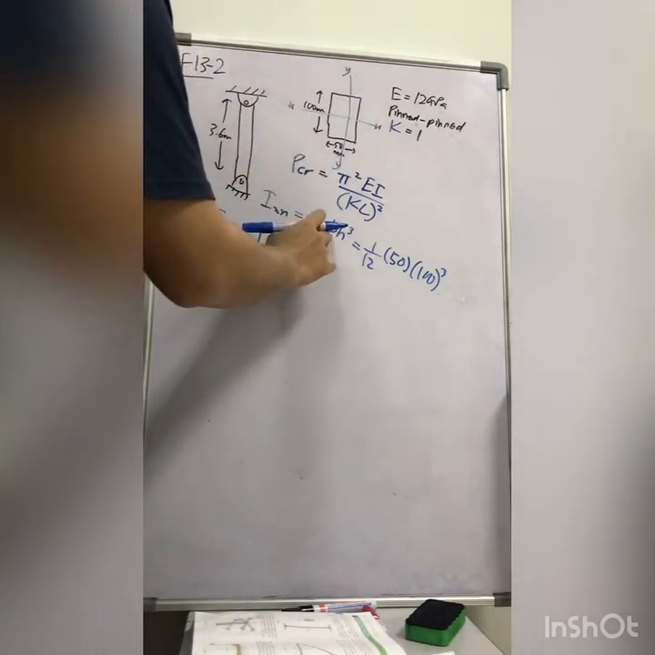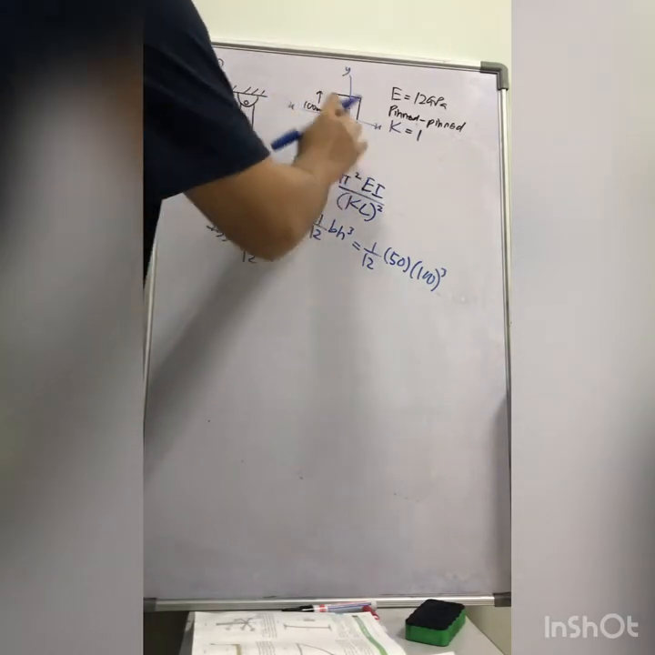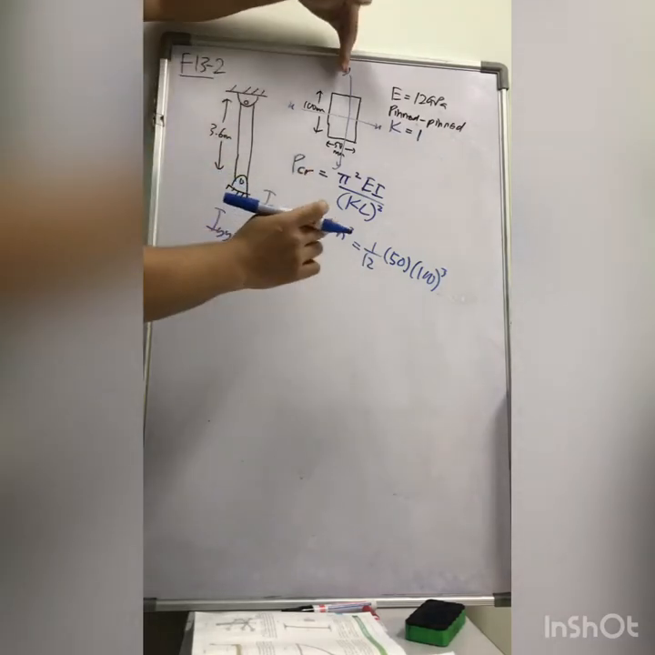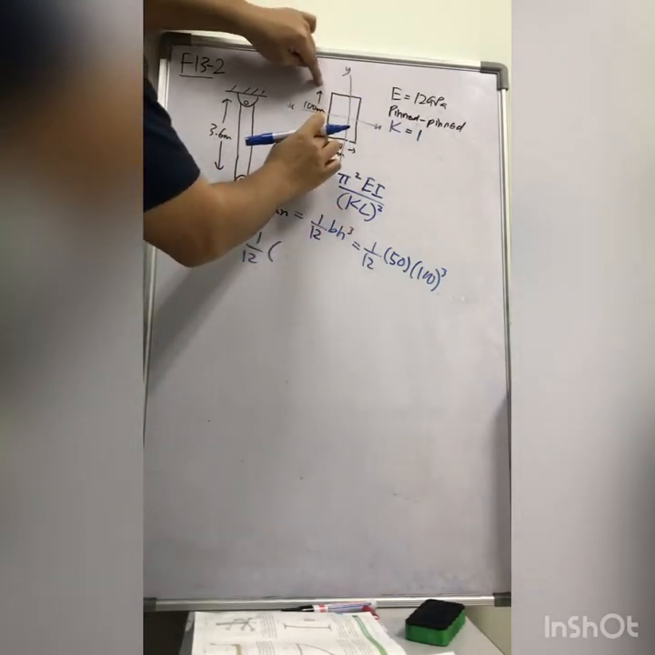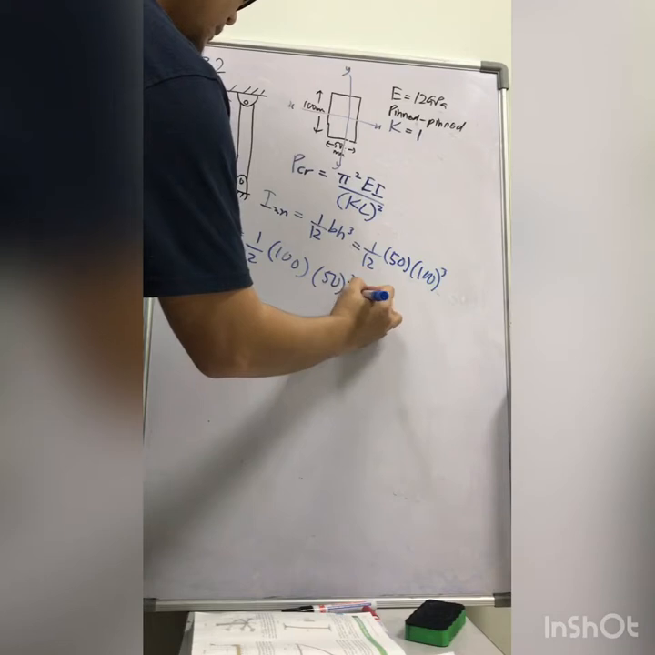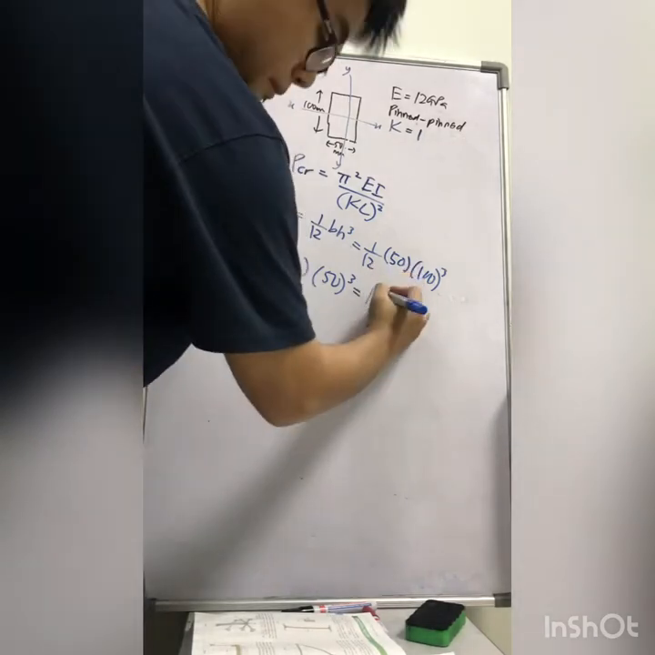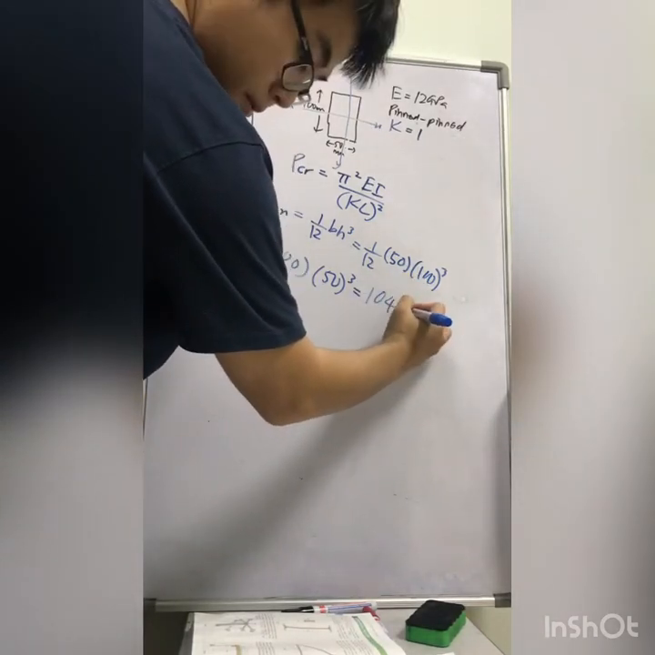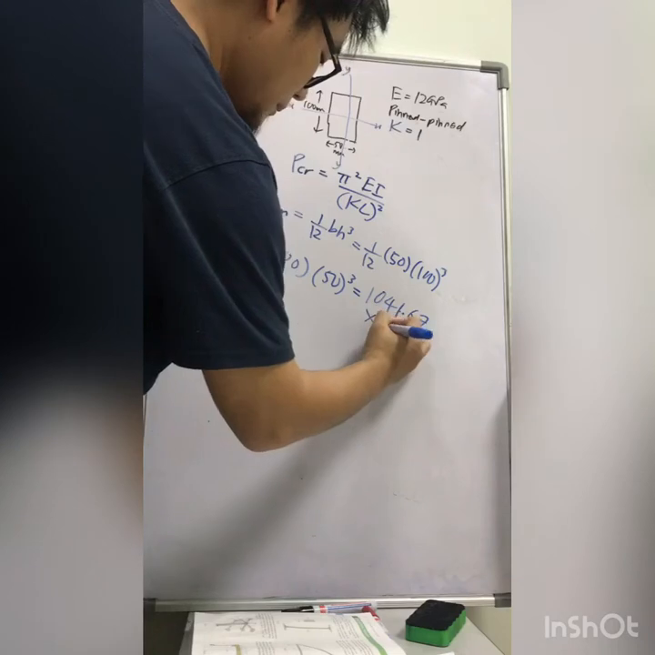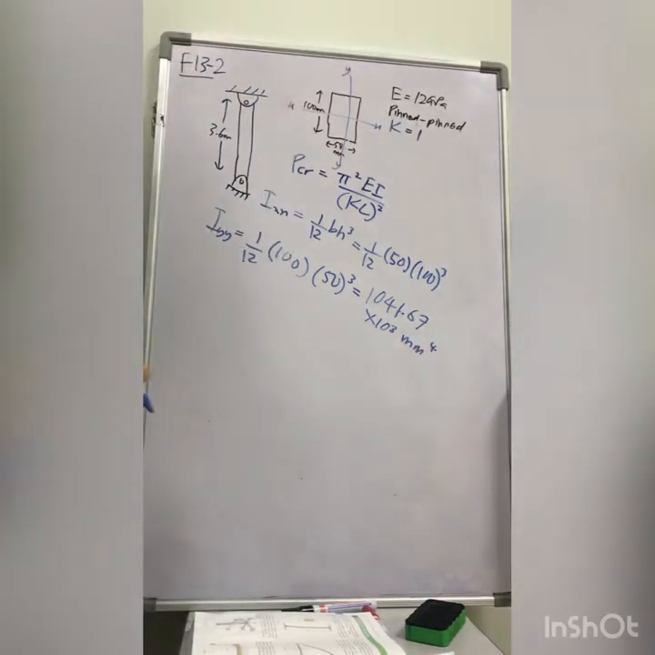But you have to understand this base is the one which is parallel to the axis you want to find. If you define X as this, the base will be this, right? In this case, IYY, YY is this axis, so the base is this, right? In this case, it is 100 base. The height is 50 cubed, right? So in this case, your IYY is actually 1041.67 times 10 to the power of 3 millimeter to the power 4, right?